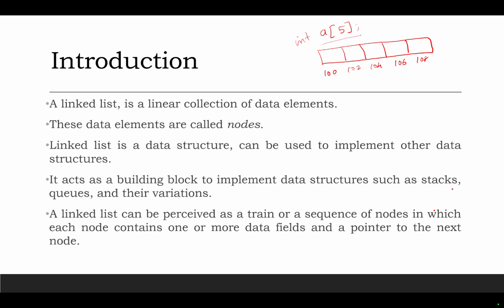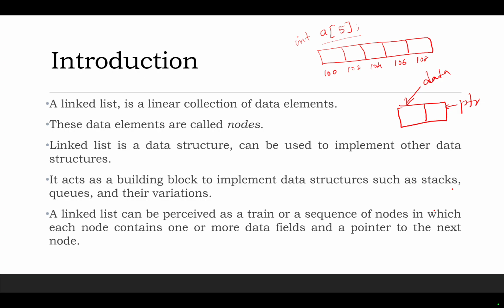The elements in a linked list are linked using pointers. A linked list is a linear collection of data elements, and here the data elements are called nodes. The node is divided into two parts. The first part contains the data, and the second part contains the pointer to the next node, that is, the address of the next node.